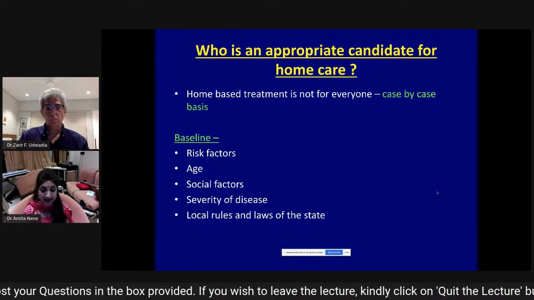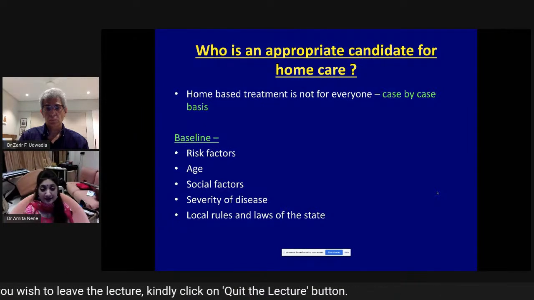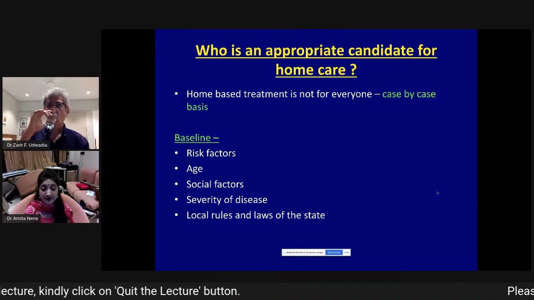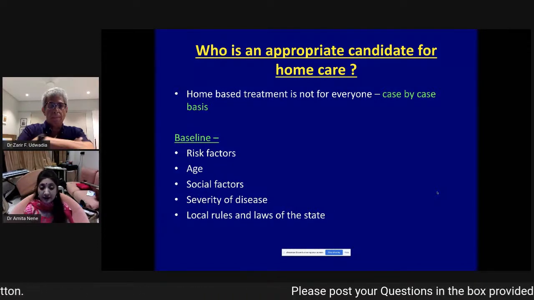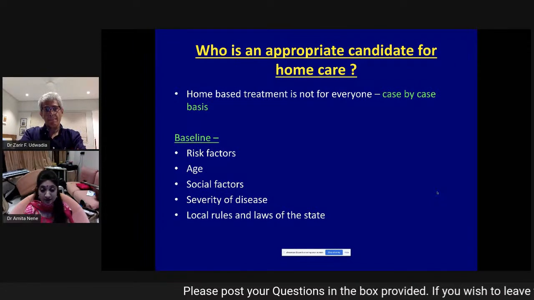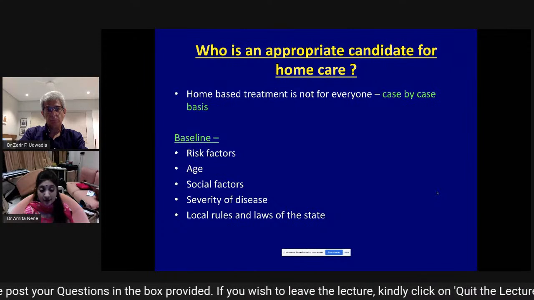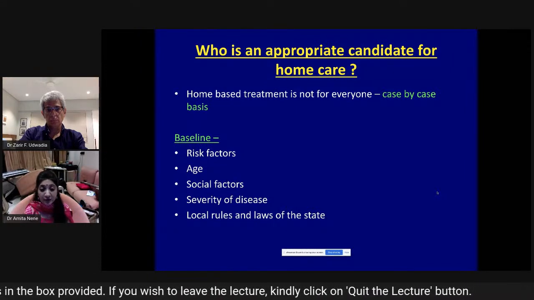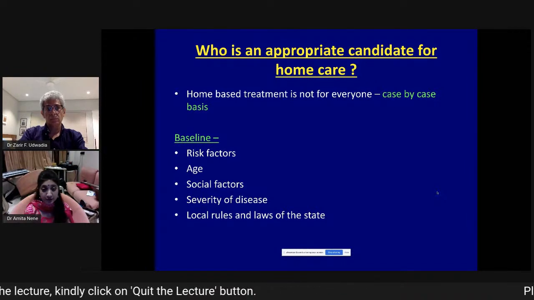So we need to understand that home-based treatment is not for everyone, and it requires case-by-case selection, and certain criteria have to be looked at. So certain baseline factors like risk factors, age of the patient, social factors, severity of disease, and local rules and laws of the state have to be looked into before we decide to suggest home care for a patient.